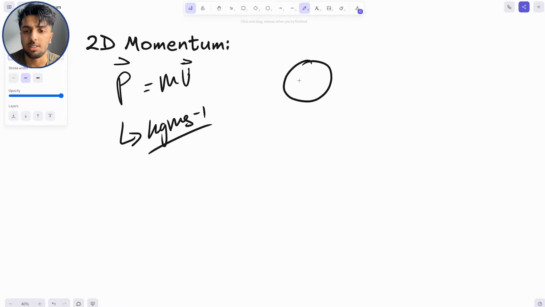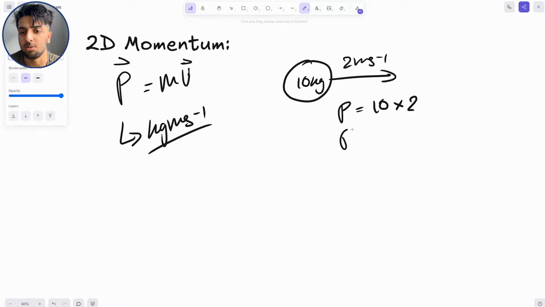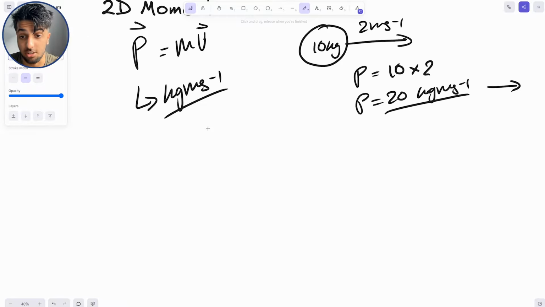And so if we have an object and it weighs 10 kgs, it's moving at 2 meters per second, then we know the momentum can be calculated by its mass, which is 10 kgs, times its velocity, which is 2, and so its momentum is 20 kg meters per second, right there. And we know the direction is to the right because the velocity, which is the vector, is going to the right. Okay, so just to recap, let's look at some collisions in one dimension.